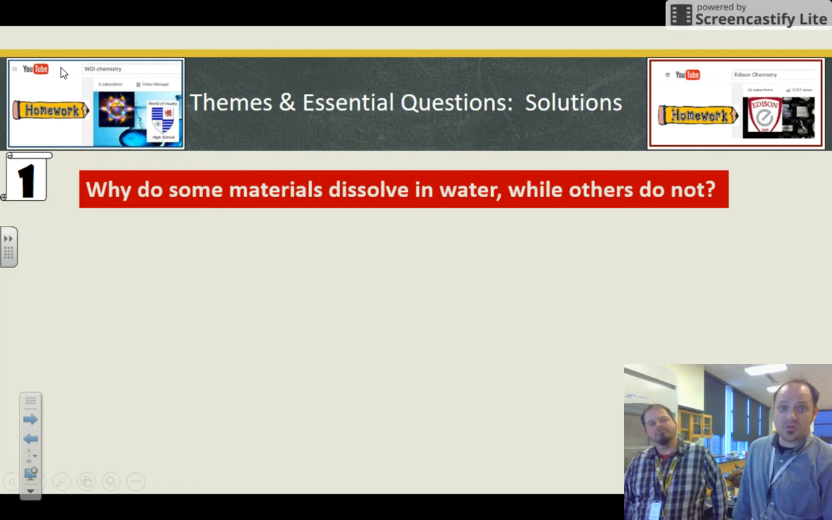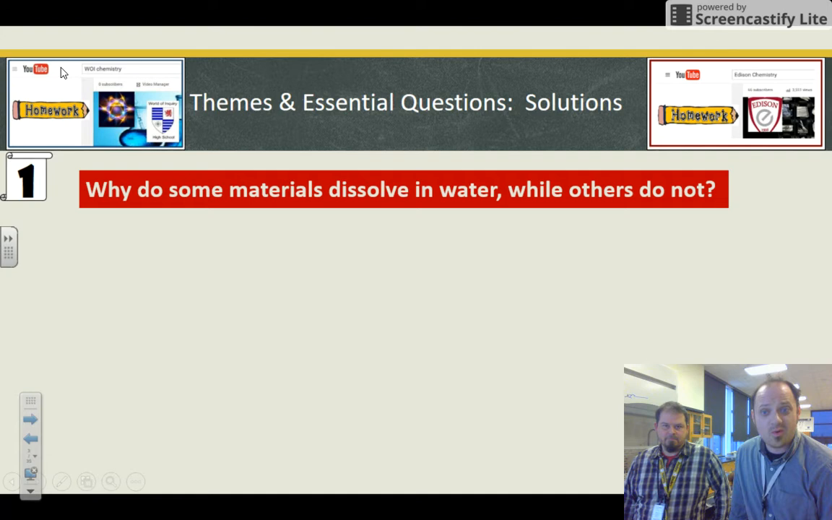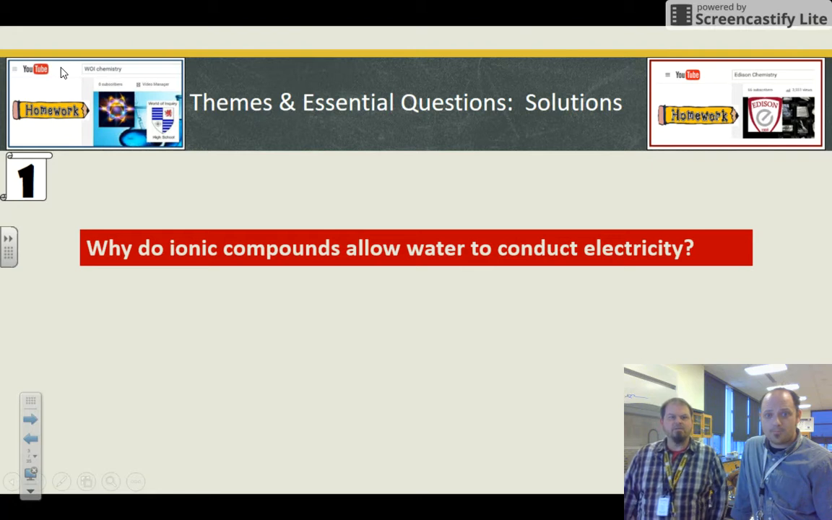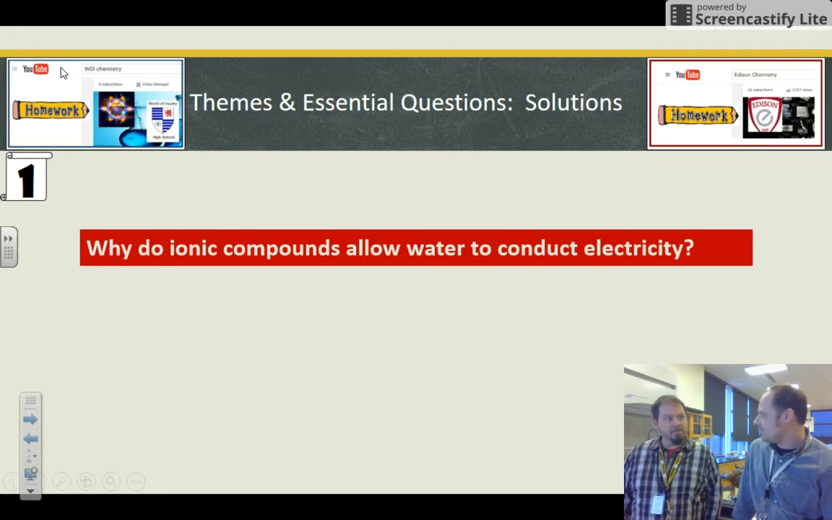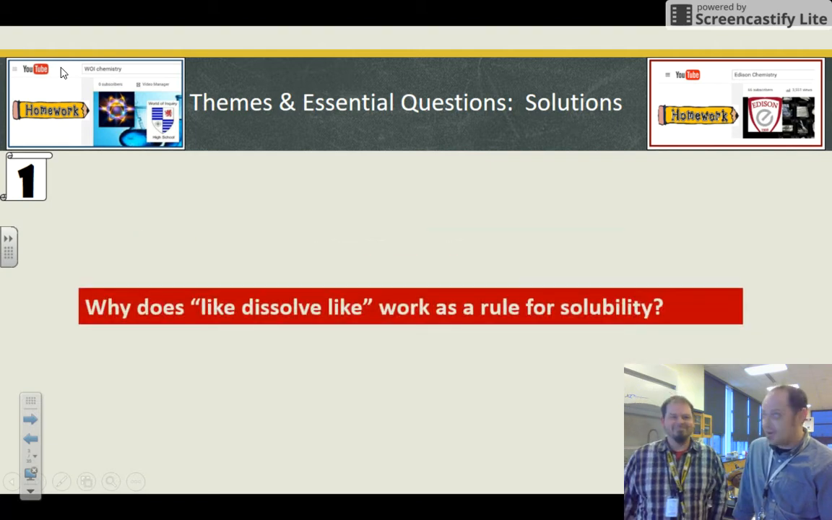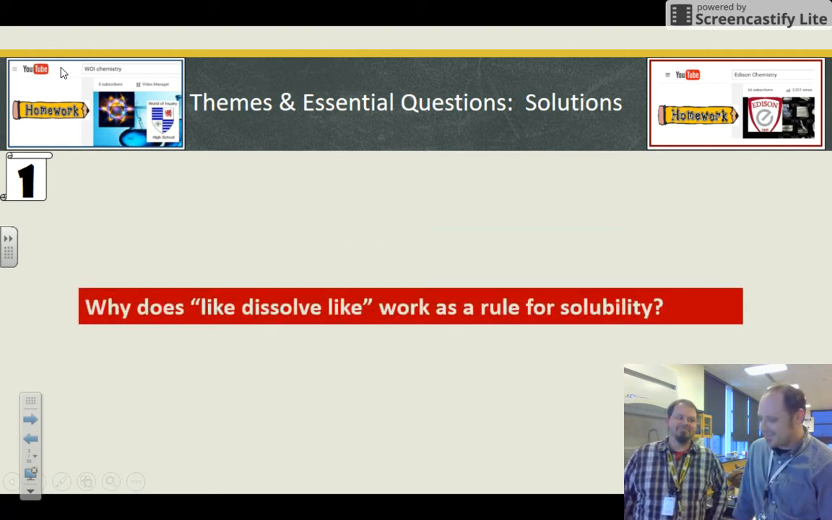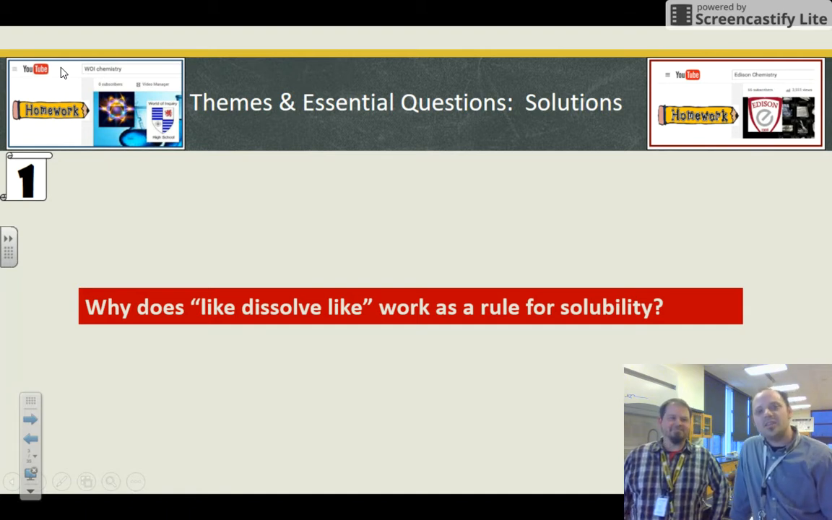So our EQs this unit are basic overarching questions. Why do some things dissolve in water while others don't? We'll figure out what dissolve even means technically, if you don't know that. And why do ionic compounds allow water to conduct electricity? You mean the light bulb's going to light? Remember that chemical bonding lab where it lit up? There it is.